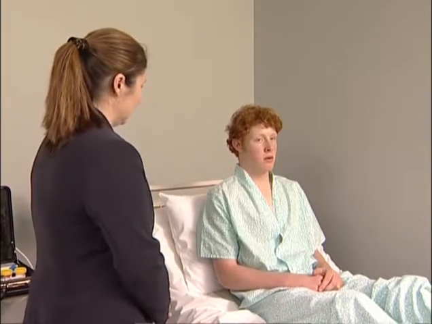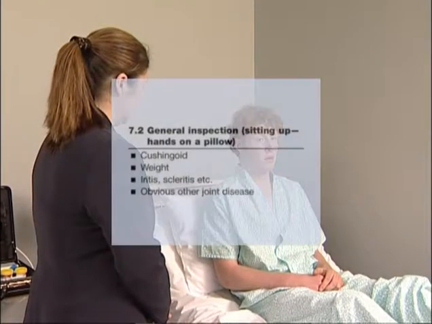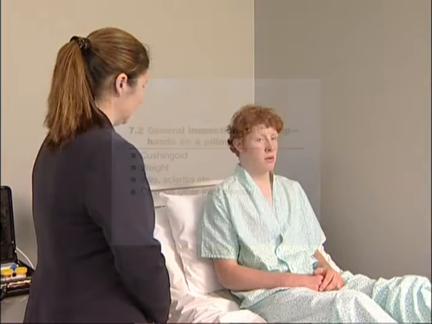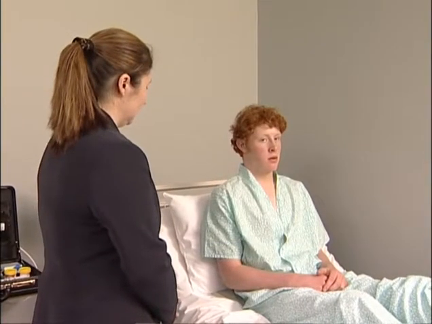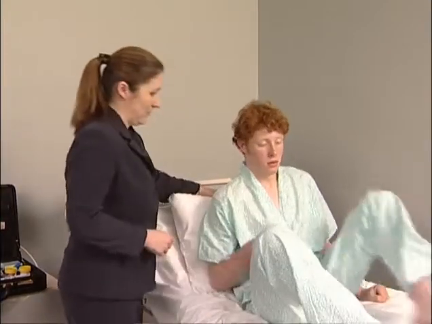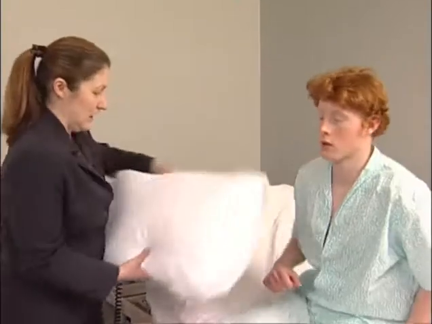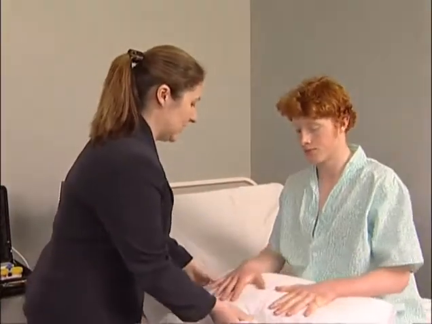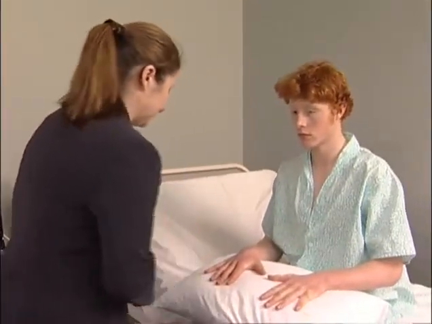Begin as ever with the general inspection. If the patient has walked into the room, look for signs of arthritis in other joints that affect his or her mobility. On the edge of the bed for me, please. Look for signs of systemic disease. Just pop your hands on top of the pillow. Now get the patient to sit over the edge of the bed and place the hands on a pillow.